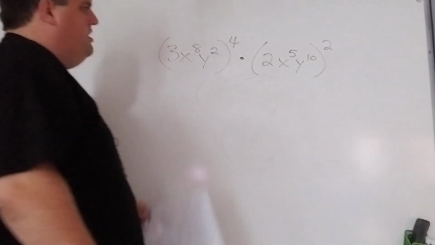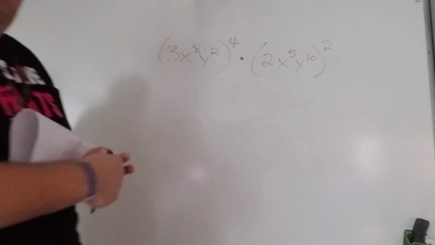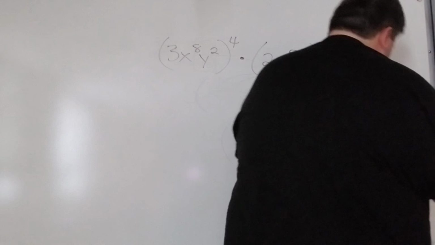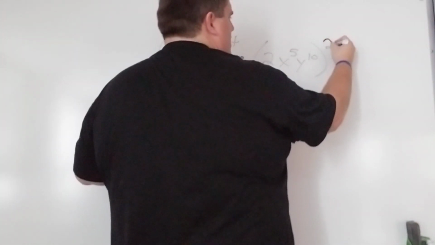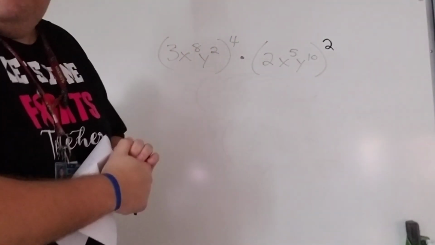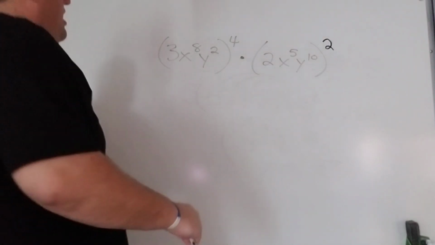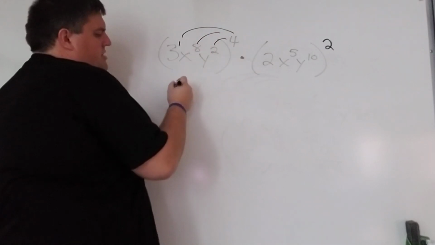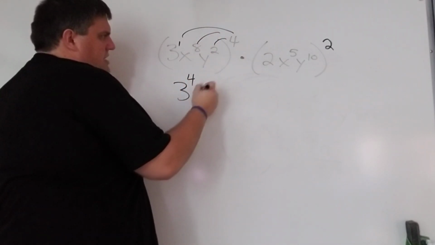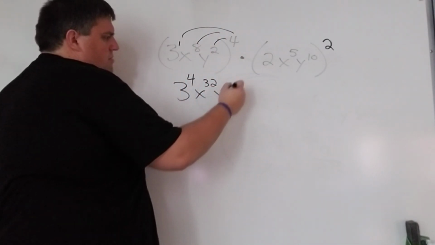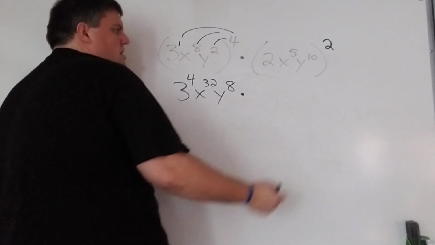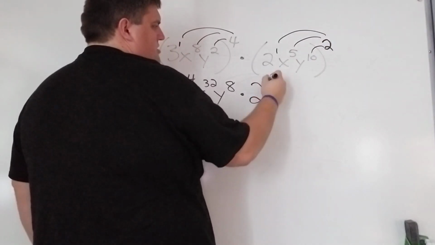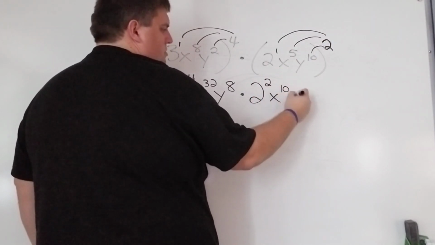So first thing we're going to do is do power to a power to everything. This marker is like dying on me here. That's better. You're going to actually be able to see now. Sorry about that. So remember there's a 1 here, so 4 times all this stuff first. So that's 3 to the 4th, x to the 32nd, y to the 8th. On this side, there's really a 1 there. Multiply the 2 by everything. So 2 to the 2nd, x to the 10th, y to the 20th.